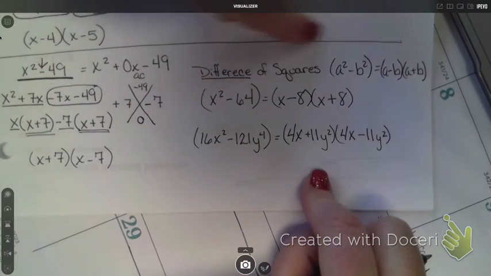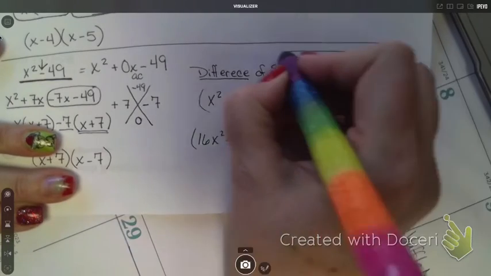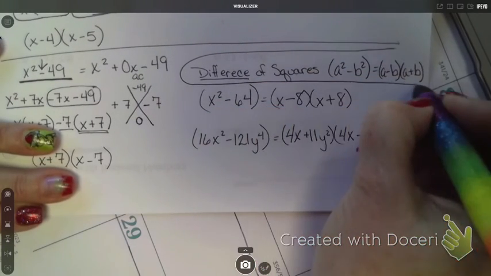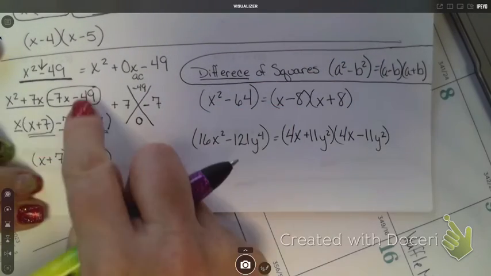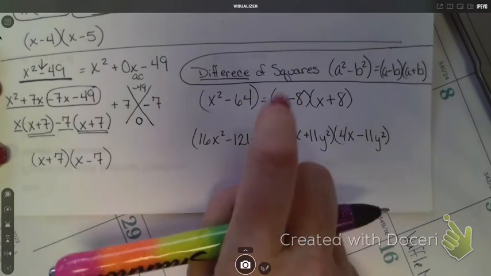If you don't remember the difference of squares, can you add a 0 and do it the long way like we do everything else? Yes. But would it be nice to remember this? Yes.